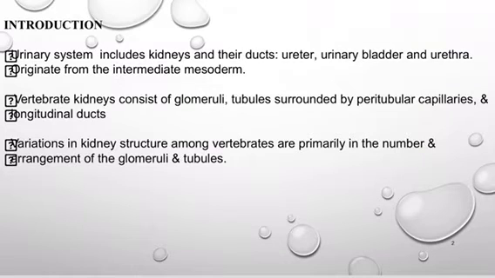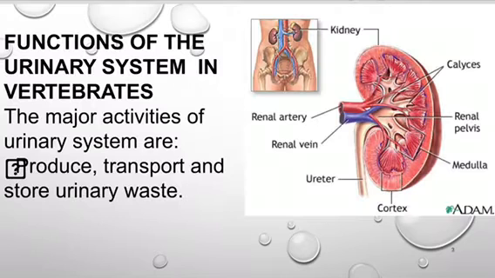Now you need to remember that the urinary system includes the kidneys and their ducts, the urinary bladder and urethra. So don't forget that. The functions of the urinary system is also worth noting. The urinary system is very important in production, transport and storage of urinary waste.